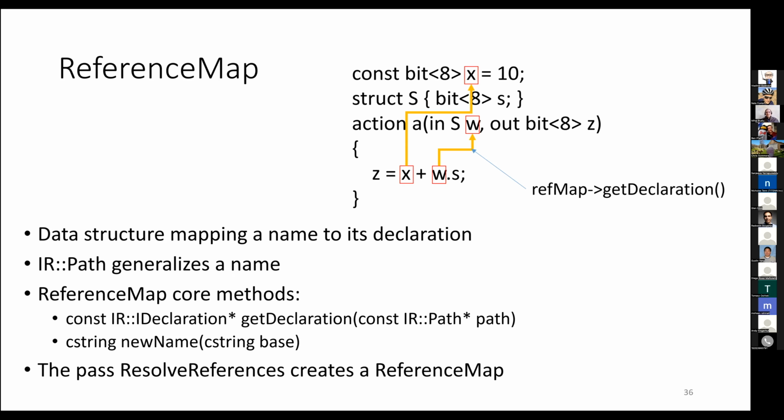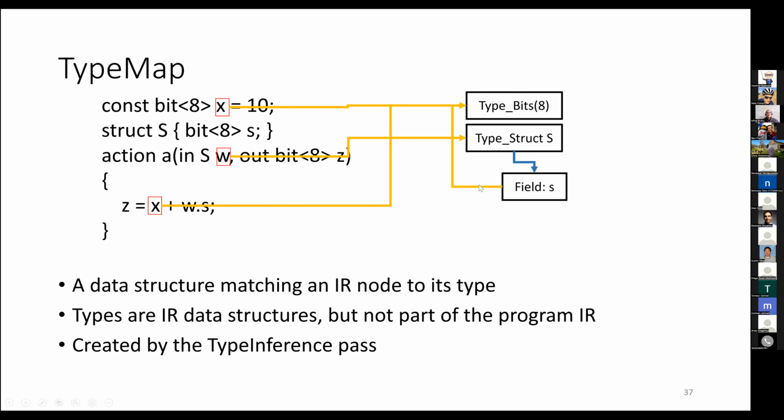We only have 5 minutes left, so let me cover the next one. The type map is another data structure which is built by another visitor, which is called the type inference visitor. When you call the type inference visitor, it will populate the type map for you. For every object that has a type, and many objects have types, the type map will have these objects point to the actual type that they have. So for the same program fragment as before, for this constant X, the type map will be populated with a type representing the 8-bit wide integer.